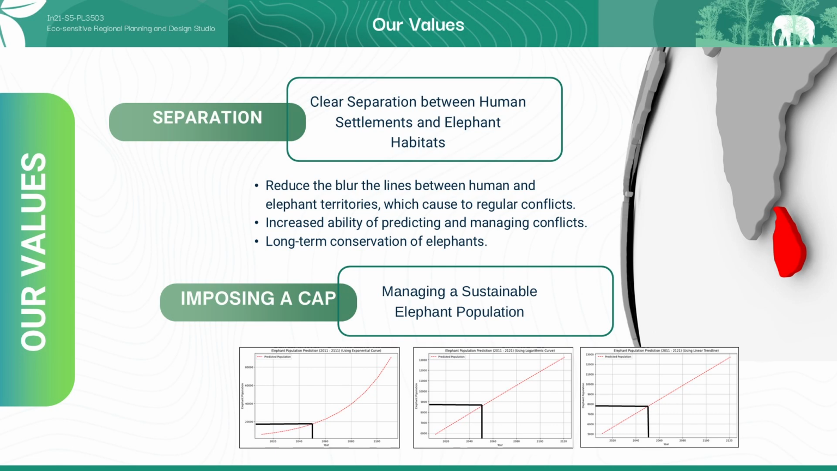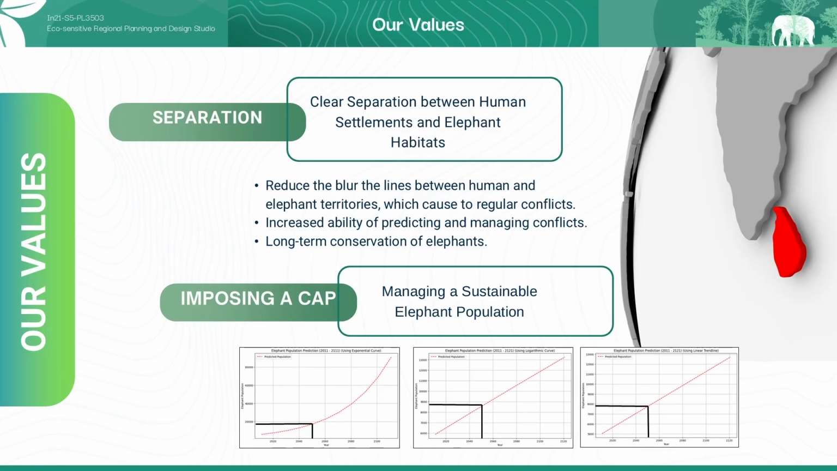Why should we want separation? Because lack of consistent boundaries may blur the lines between human settlements and elephant territories. It is also important in managing and monitoring elephants effectively, with increased ability of predicting and managing conflict. It is also important in the long-term conservation of elephants by allowing them to live in protected areas and reduce the human-induced stress on those animals.